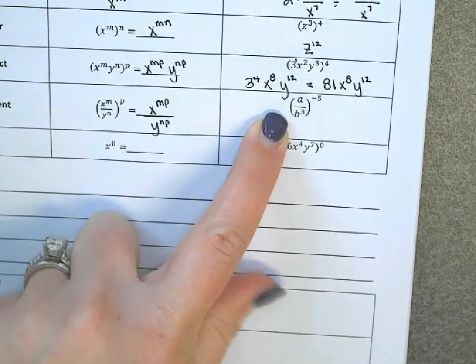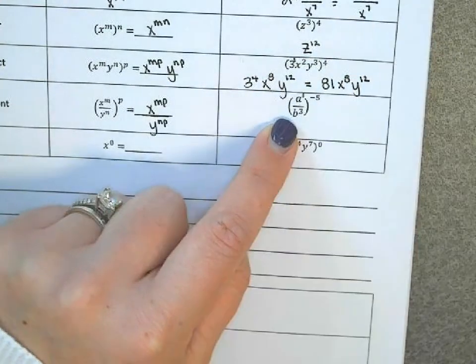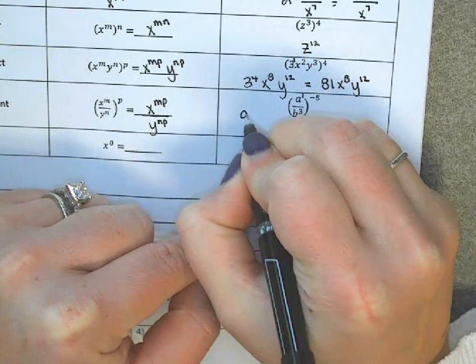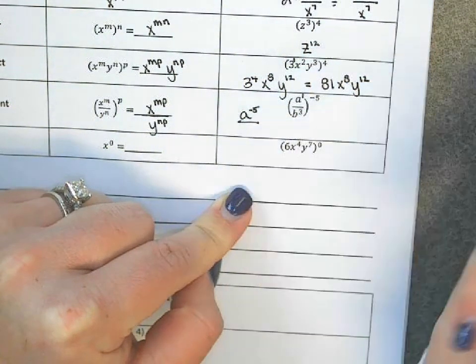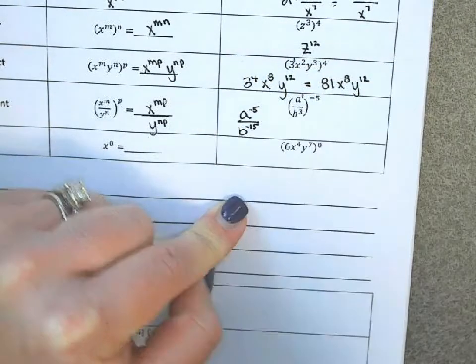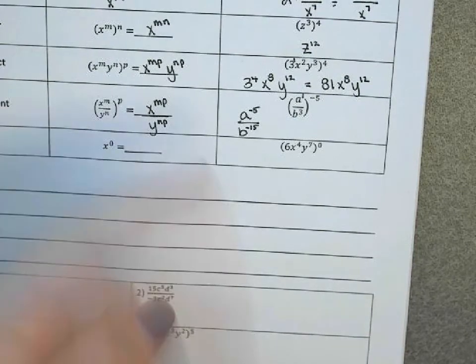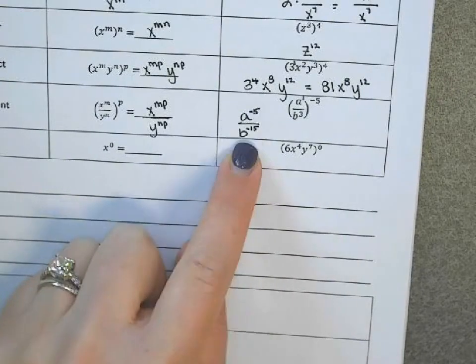So in this case, the a doesn't have an exponent, so that exponent is an invisible 1. So we're going to take 1 times negative 5, so a to the negative 5th power over 3 times negative 5 is b to the negative 15th power. Now, these have different bases, so that's okay that it's written like that. But one thing that's not okay is we're not allowed to have negative exponents.